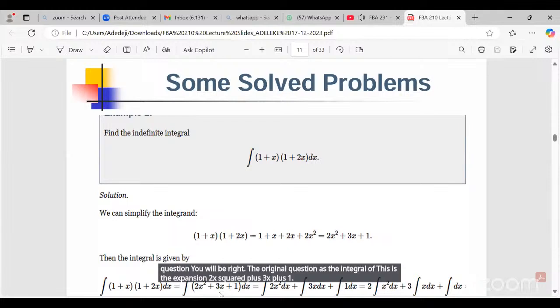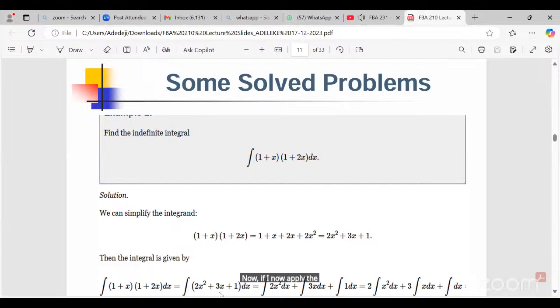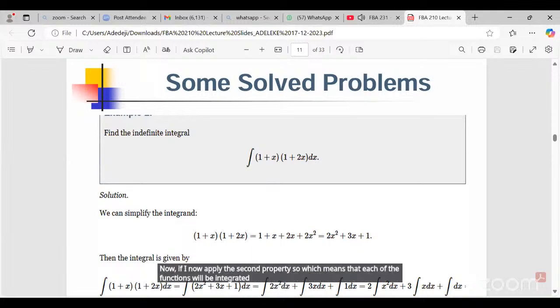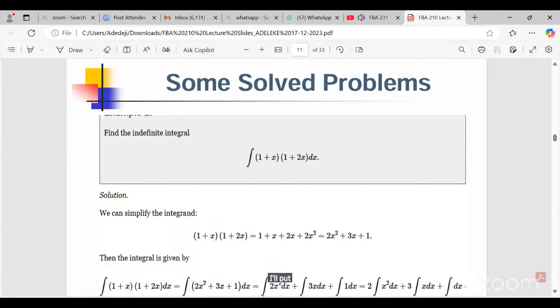Now, if I apply the second property, each of the functions will be integrated. So I have 2x squared, I'll put the integral sign there. I have 3x, put the integral sign there. And 1, dx, I put the integral sign there. So 2x squared will be integrated.